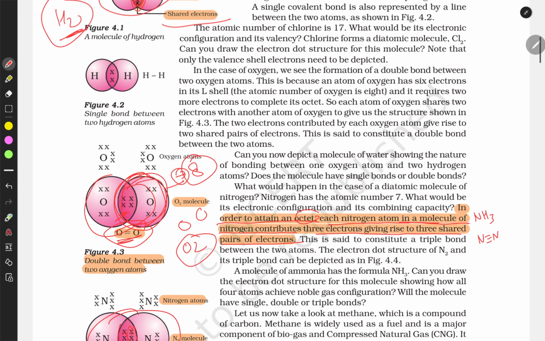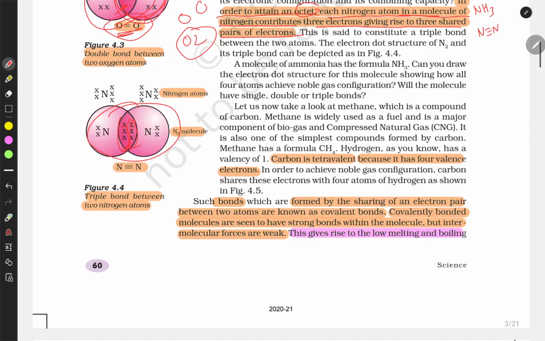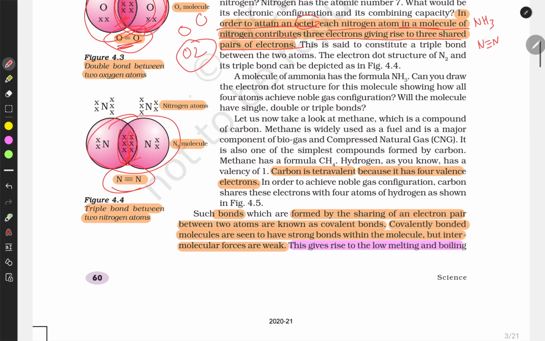If a single electron is shared, a single bond is formed. If 2 are shared, a double bond, and if 3 are shared by both, a triple bond is formed. So in nature, these are found as N2 and O2, with a triple bond in nitrogen. And carbon is tetravalent because it has 4 valence electrons. Bonds formed by the sharing of an electron pair between two atoms are known as covalent bonds. These are called covalent bonds.